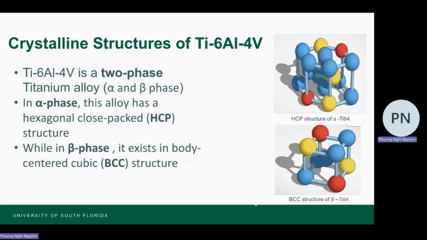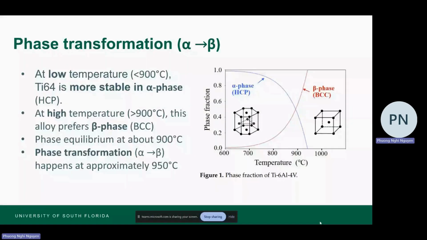So next, I'm gonna discuss the crystalline structure of Ti64. So Ti64 is a two-phase titanium alloy that consists of alpha and beta phase. In the alpha phase, this alloy is specified by the hexagonal structure, HCP, while the beta phase is identified by the body-centered cubic structure. We'll talk about the phase transformation from alpha to beta of this alloy.